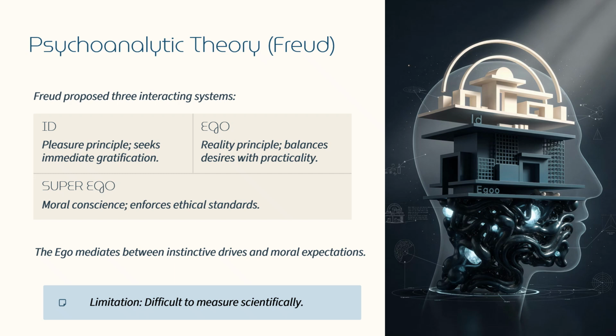In this model, the ego is constantly trying to balance the impulsive demands of the id and the idealistic demands of the superego. While this theory is famous, it is criticized in organizational studies because it is difficult to measure scientifically.